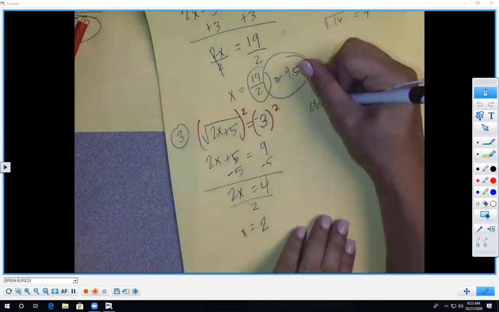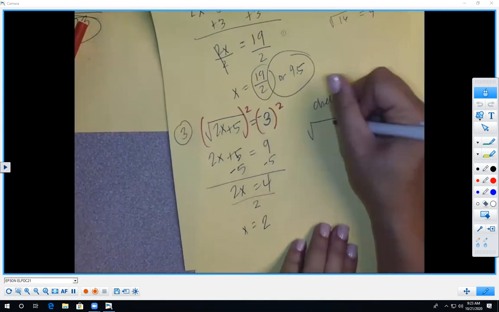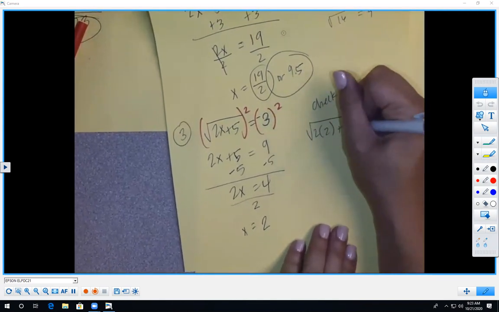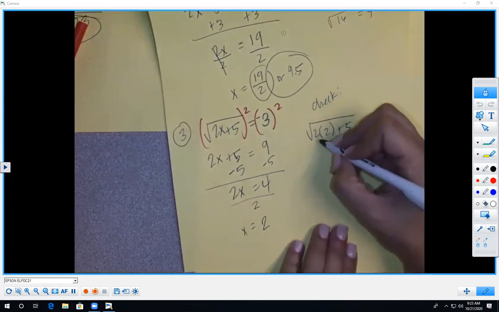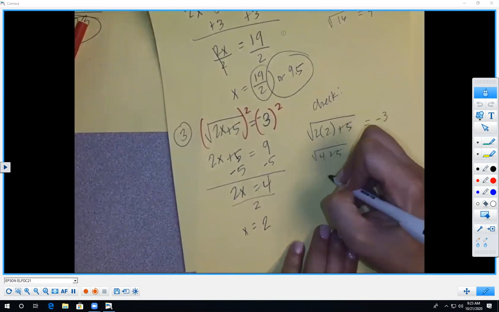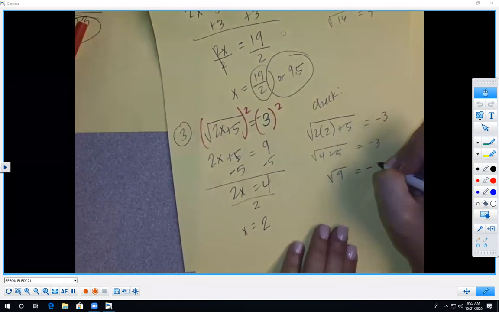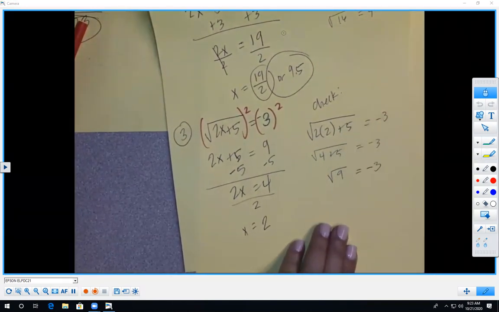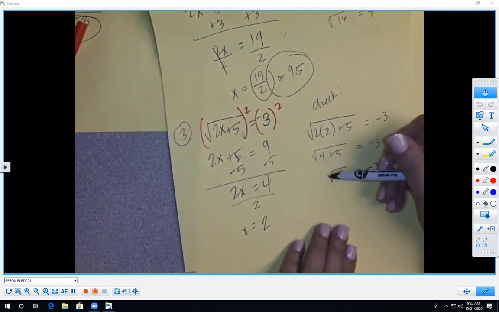When you plug this one back in, I get the square root of 2 times 2 plus 5. Does that equal negative 3? 2 times 2 is 4. 4 plus 5 is 9. Does the square root of 9 equal negative 3? No.